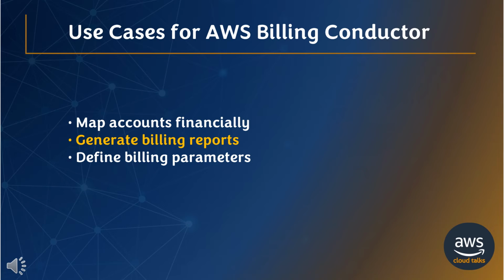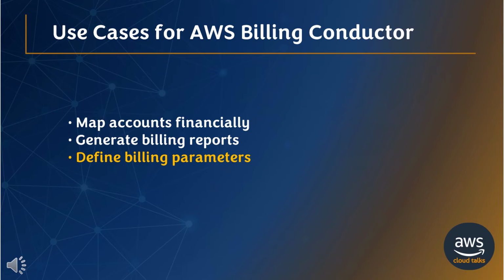Generate billing reports. AWS Billing Conductor enables you to create a cost and usage report for each billing group. This capability is available at the payer account as well as the primary account for the billing group. However, non-primary accounts assigned within a billing group can generate a cost and usage report only for their account.